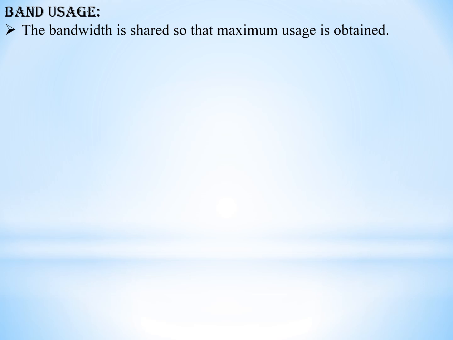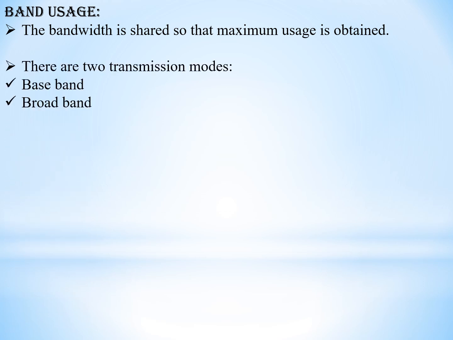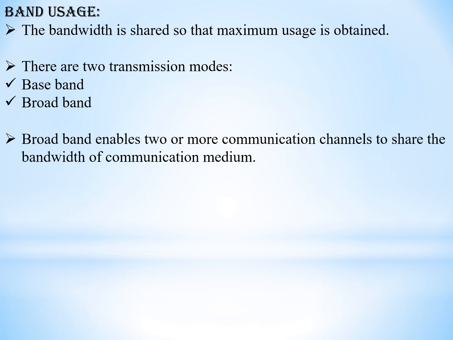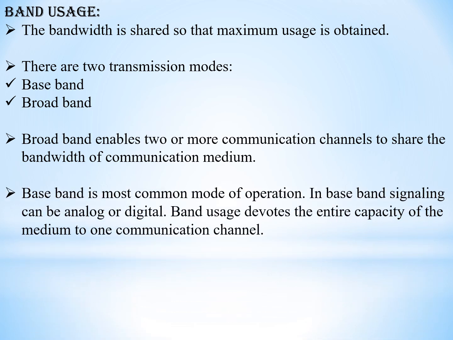Bandwidth is shared so that maximum usage is obtained. There are two types of transmission modes. One will be the baseband mode and second will be the broadband mode. What is a baseband mode? If only one channel occupies the entire bandwidth, that is called baseband. If in a bandwidth, two or more channels occupy and each has a different frequency, that is called broadband. Broadband enables two or more communication channels to share the bandwidth of communication medium.